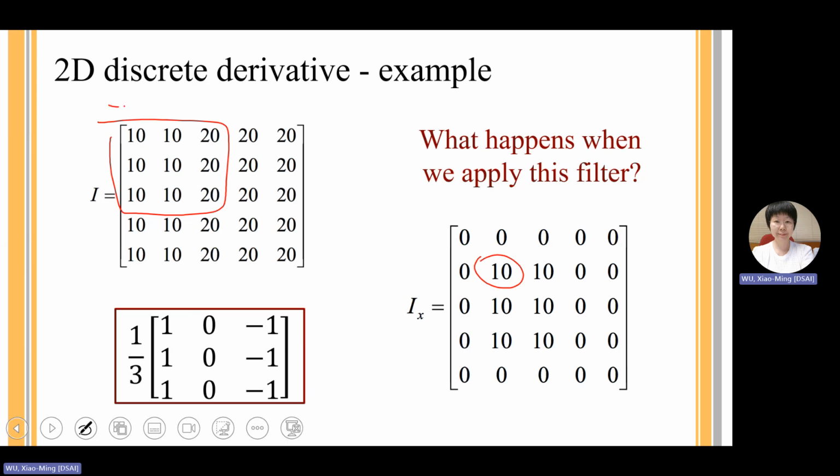After flipping, -1 goes to here, 1 goes to here. So 20 minus 10 is 10. Because we have 3 rows, they add up to 30. And 30 divided by 3 gives us 10. And similarly, we move this filter across the image. And again, we have 10 here.